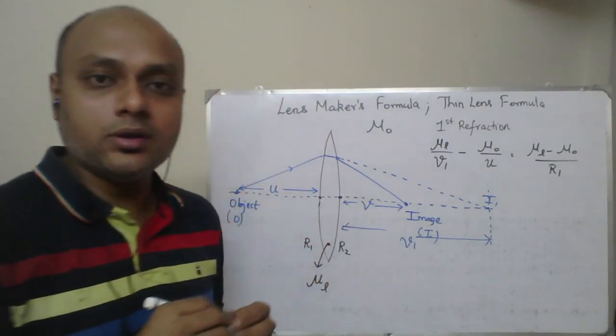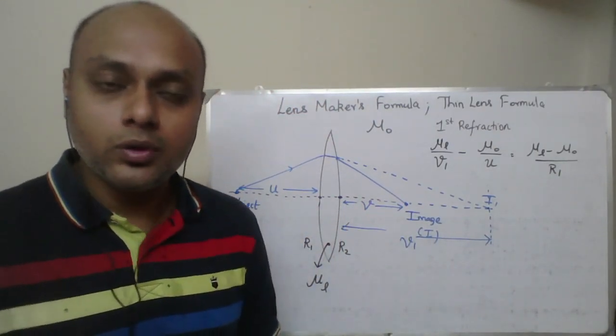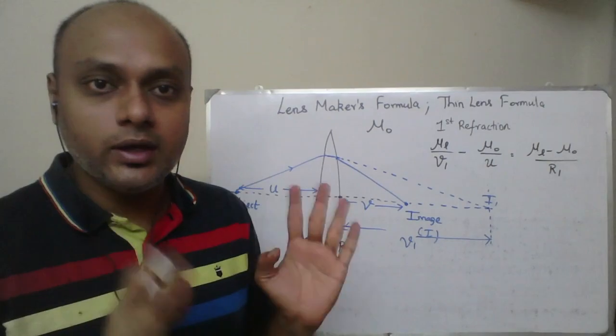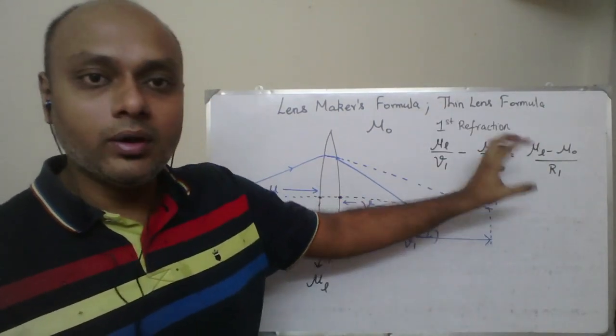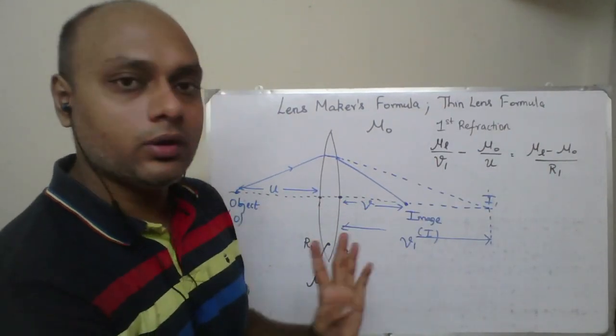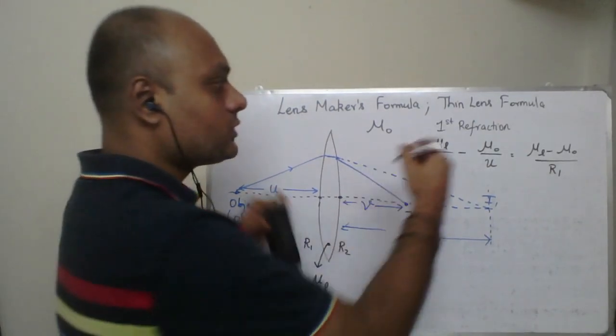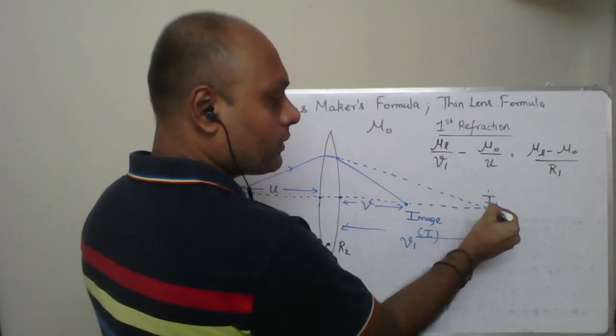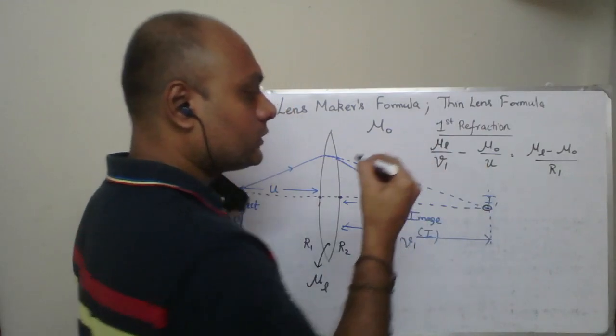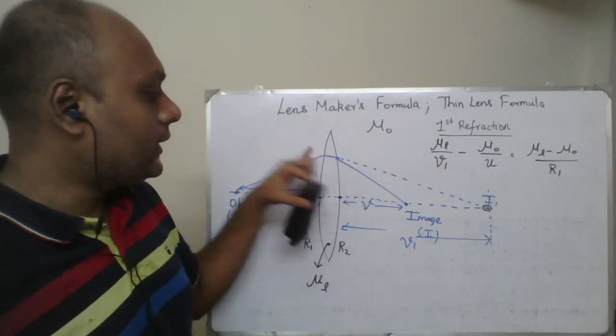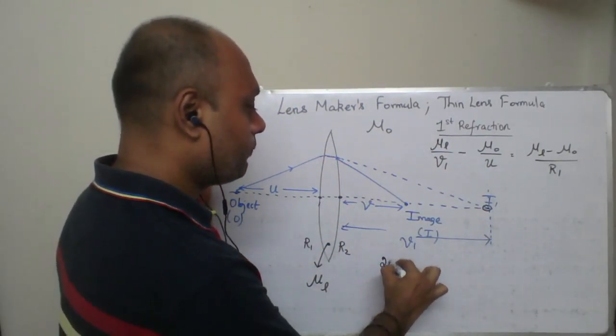Again, I am not substituting the sign. I am not putting plus R1. Of course, it is plus R1, but I am not substituting the sign now. In the final step, I will get the expression and then substitute the sign for the distances. So this is the first refraction. Now from the first refraction, we will have an image. Now that image is going to act as object for the second refraction.